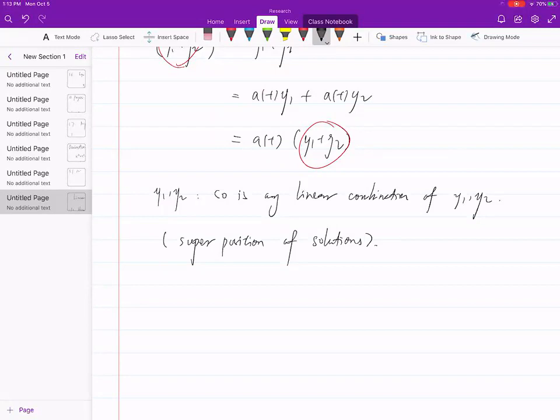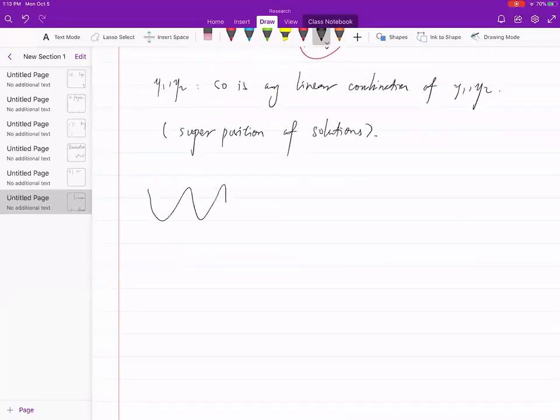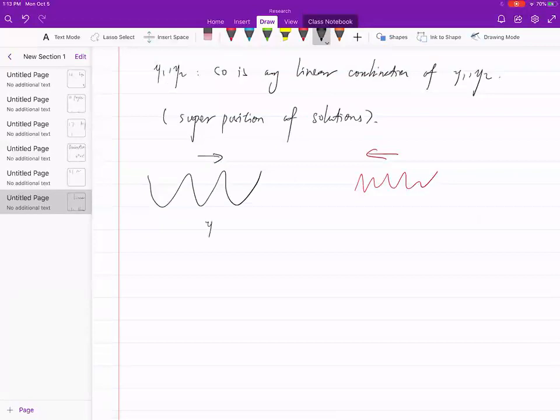Have you heard about superposition of waves and things like that before? Like you have one wave, you have two waves, you put them together, that's going to be a third wave, and the third wave satisfies a certain kind of principle. So that's basically telling you this. If you have a wave going to the right, and a wave going to the left, both are solutions of something called a wave equation.